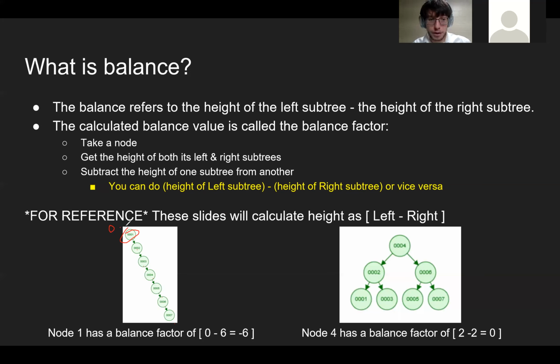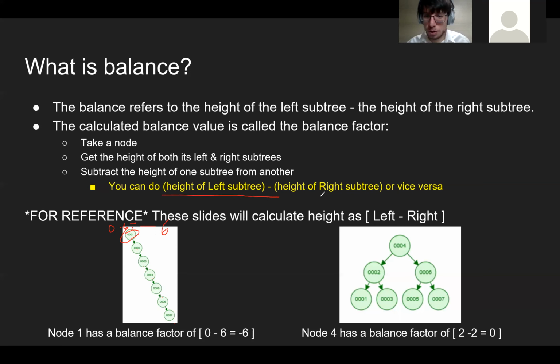So we do height of left minus height of right is -6, right? So our balance factor is -6. And of course, for knowing whether it's balanced or not, it doesn't really matter whether this number is -6 or +6. In both cases, we know it's not balanced.